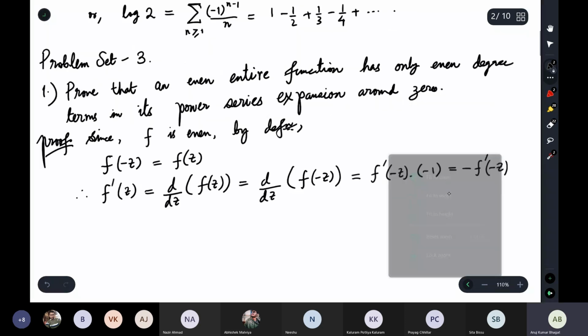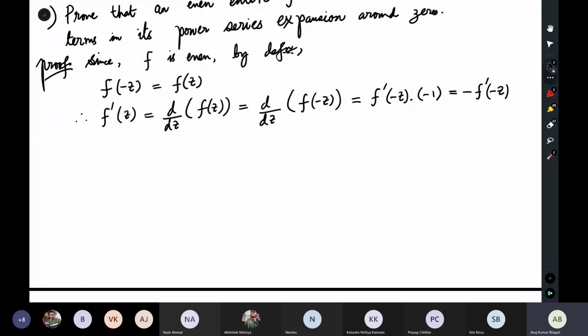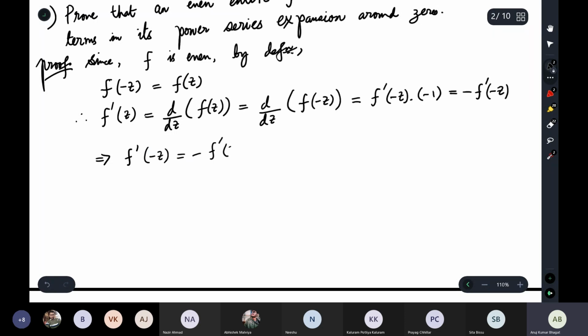Right. So what can you say from here? What can I say about the derivative? Therefore, f prime is an odd function. That's correct, because I should write one more line. This implies f prime of minus z, I will shift minus to the left hand side, is minus f prime of z. So therefore, the derivative of an even function is odd.